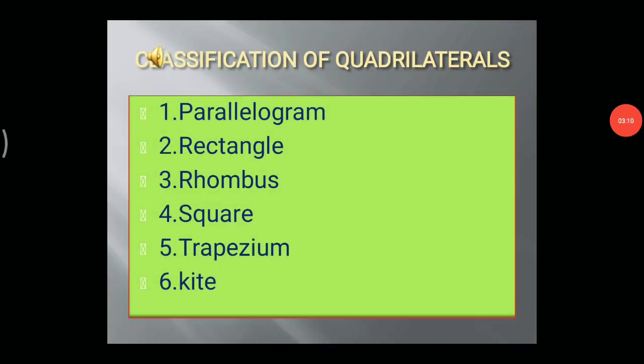Classification of quadrilaterals. Dear students, on the basis of parallelism or on the basis of sides of the quadrilateral, we have some types of quadrilaterals, that is parallelogram, rectangle, rhombus, square, trapezium and kite. Let's understand them one by one.